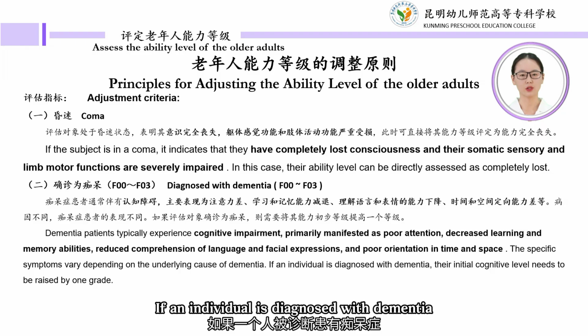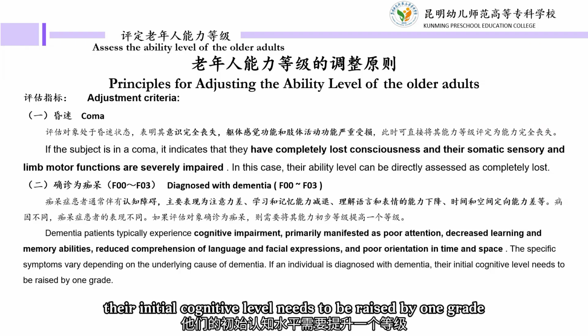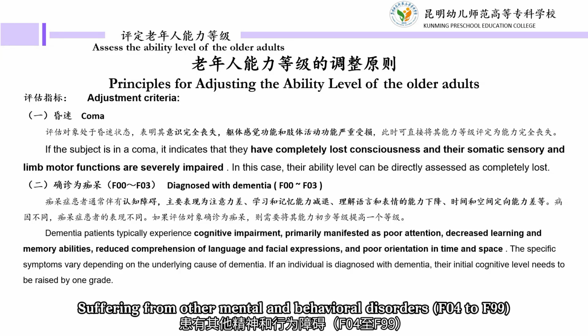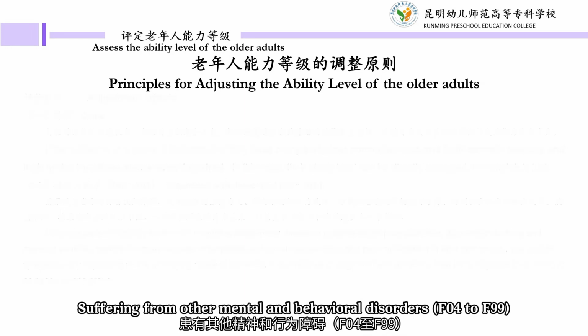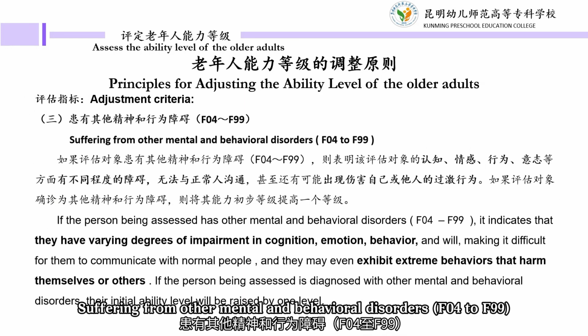If an individual is diagnosed with dementia, their initial cognitive level needs to be raised by 1 grade. 3. Suffering from other mental and behavioral disorders, F04 to F99.